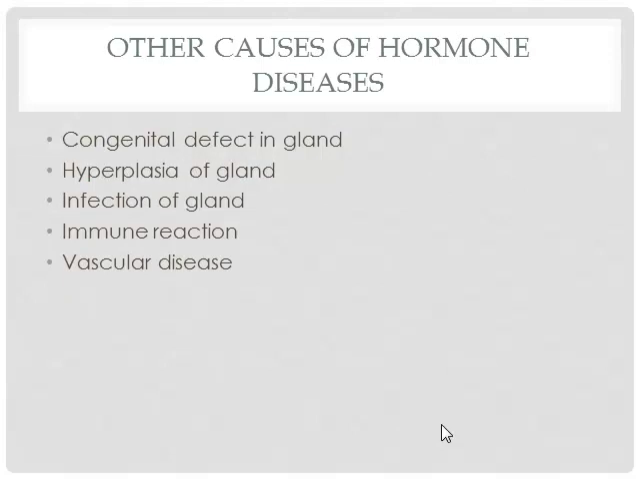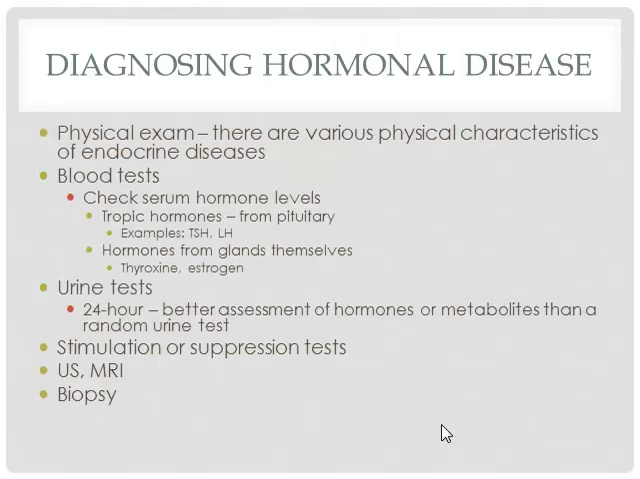We might have hyperplasia of the gland, which is again producing the hormone. It may be an infectious process of the gland. We might have an immune reaction in the area that's specifically affecting that gland, or vascular disease, the blood supply to that gland that's secreting the hormone. So diagnosing the hormonal disease is usually done by a number of different things.